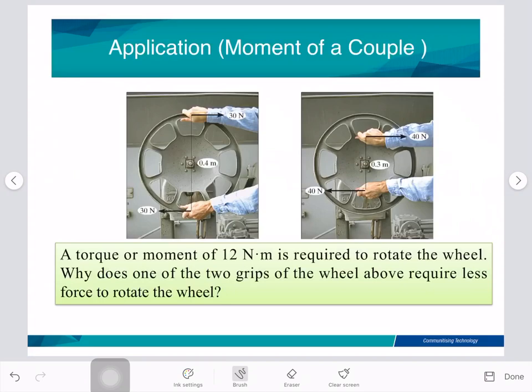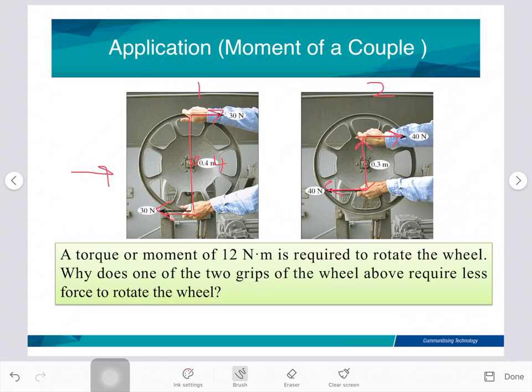For the application of the moment of a couple, based on the figure, this is figure 1, this is figure 2. So what is the difference here? In figure 1, we have two parallel forces with a magnitude of 30 Newton separated by a distance of 0.4. Okay, let's refer to figure 2. In figure 2, we have two parallel forces with a magnitude of 40 Newton separated by a distance of 0.3.